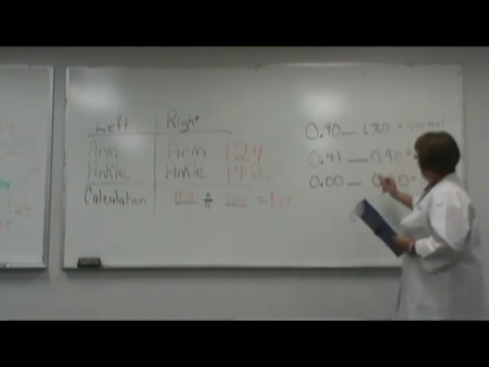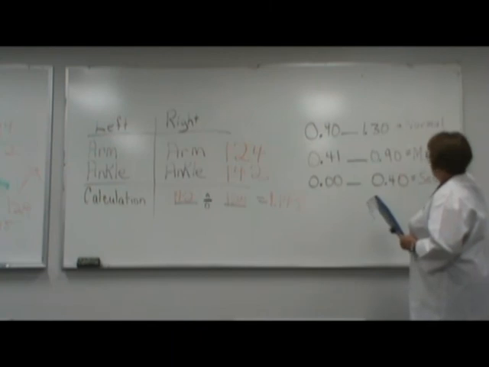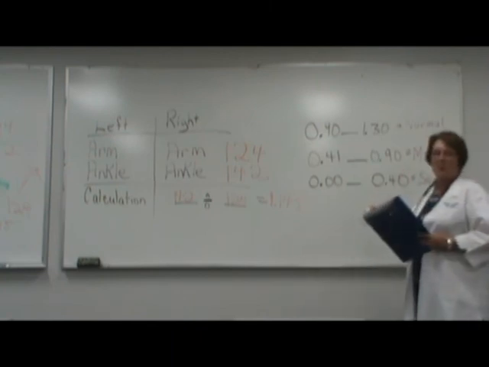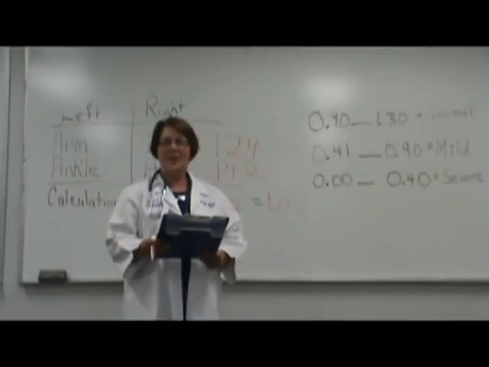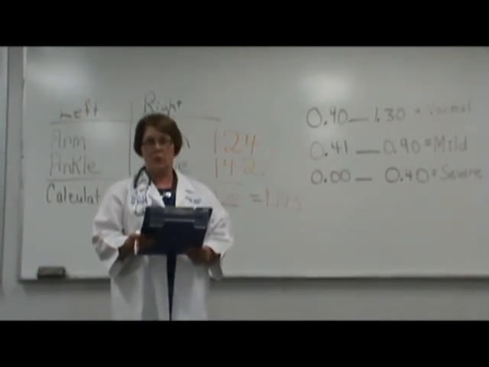So we look at our ranges, and 1.145 easily falls within the normal range, which will be good news for Mr. Miller. Thank you for joining us today in learning about the ABI screening.